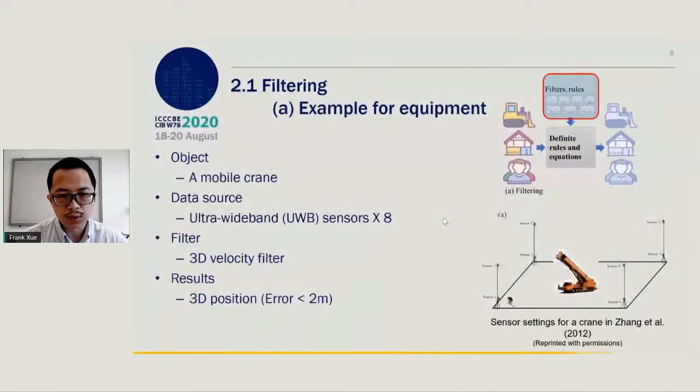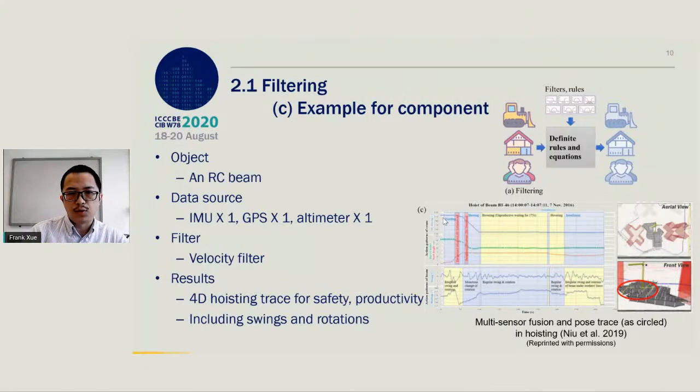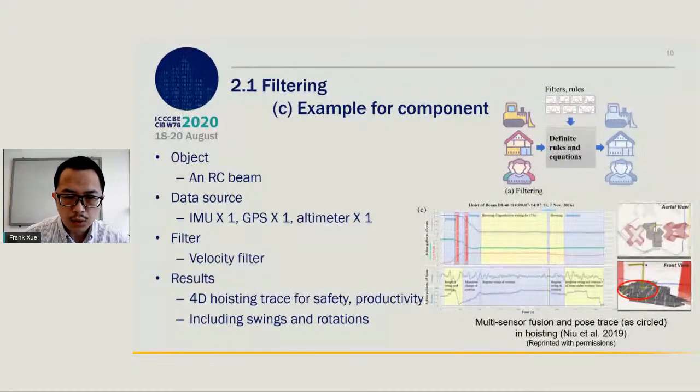For example, in this one, we use the UWB sensors. It's from the John. And for this example, they use the IMU sensors to trace the trunk of worker, and they use the rule, so called the trunk inclination is no more than 6 degrees to predict the bad poses. This example is for a component. So you can use the IMU sensor, GPS sensor, plus the altimeters, and filter this data with the velocity filter, especially on the z-axis. And as a result, we can have the 4D hoist trace for some purposes, including small swings.